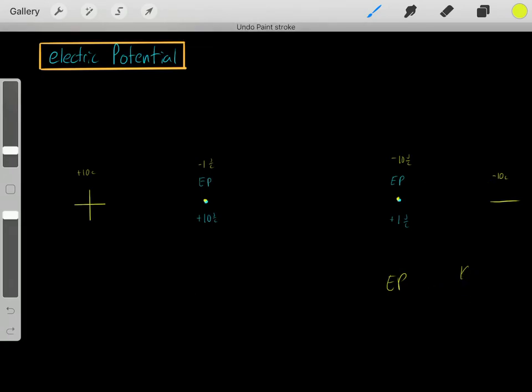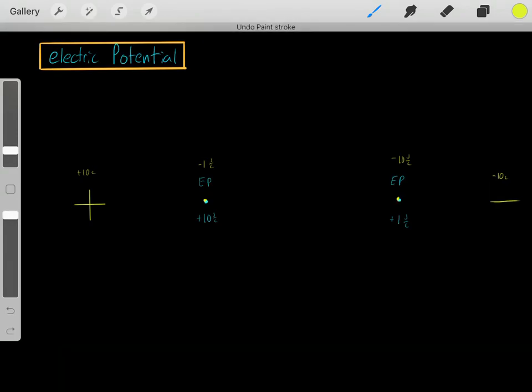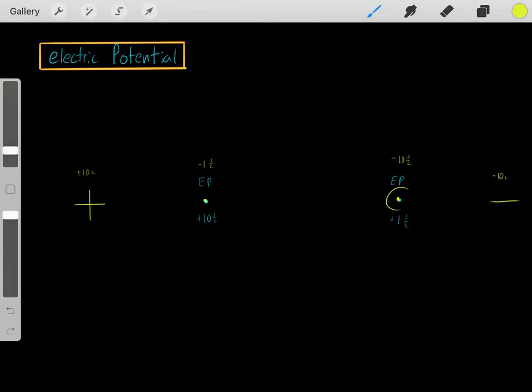But again, the point is, we have these two charged particles, a positive 10 coulomb charged particle and this negative 10 coulomb charged particle. They're both contributing to the electric potential at this particular location. So what's the net electric potential at this particular location? Well, this guy contributes negative 10 joules per coulomb. This guy contributes positive 1 joule per coulomb. So the net electric potential is negative 9 joules per coulomb at this particular location.